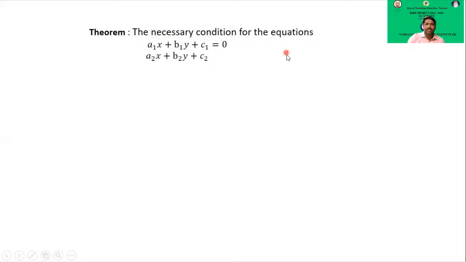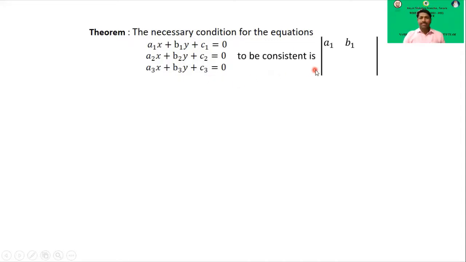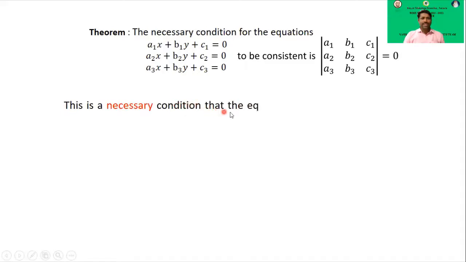The necessary condition for the equations a1x plus b1y plus c1 is equal to 0, a2x plus b2y plus c2 is equal to 0, and a3x plus b3y plus c3 is equal to 0 to be consistent is that the determinant of their coefficients a1 b1 c1, and so on, is 0. So this is the necessary condition. If these equations are consistent, if they have a common solution, then the determinant must be equal to 0. This is a necessary condition that the equations are consistent.